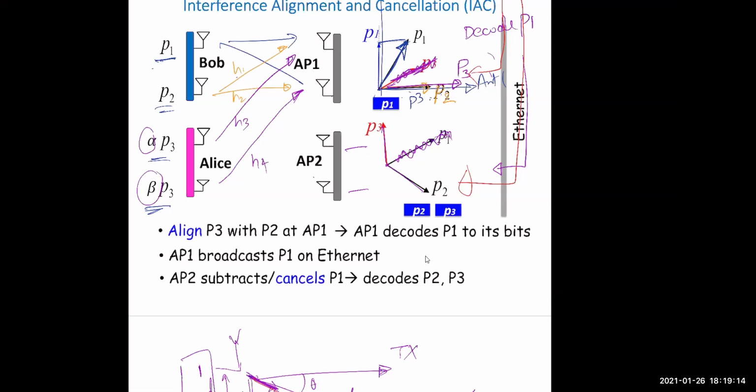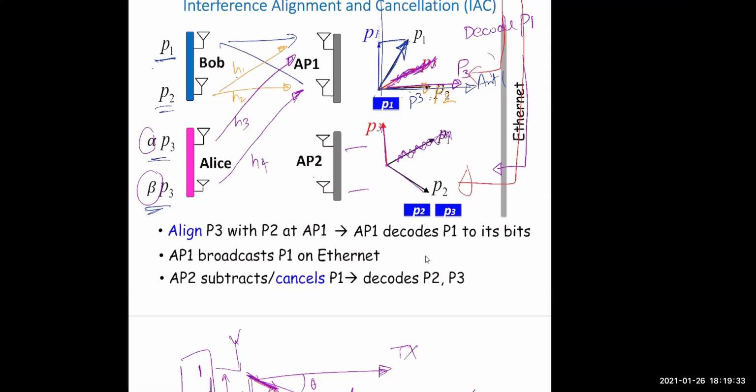What's the question? Right now I'm considering the uplink case, when Alice and Bob are sending the packets to the APs. Imagine the case of downlink. Can you still send 3 packets in this setting, which I'm showing on this figure? I guess no, because they have.